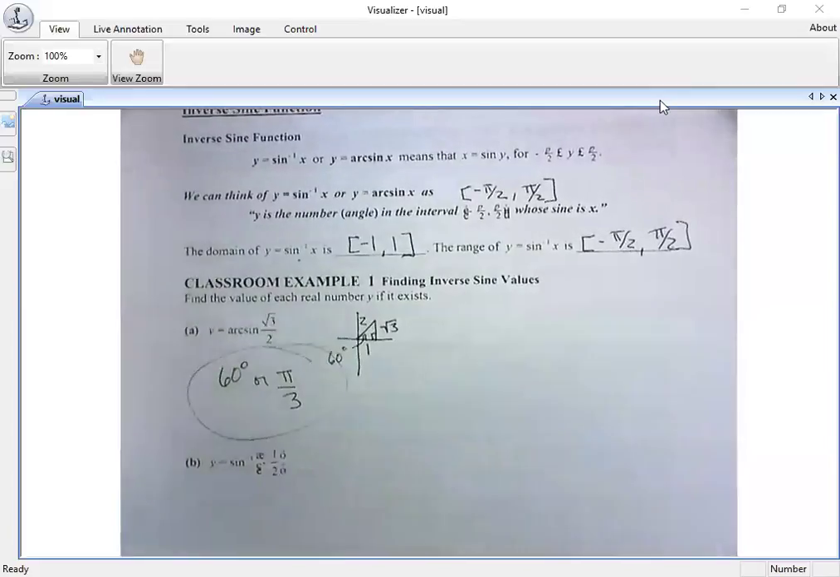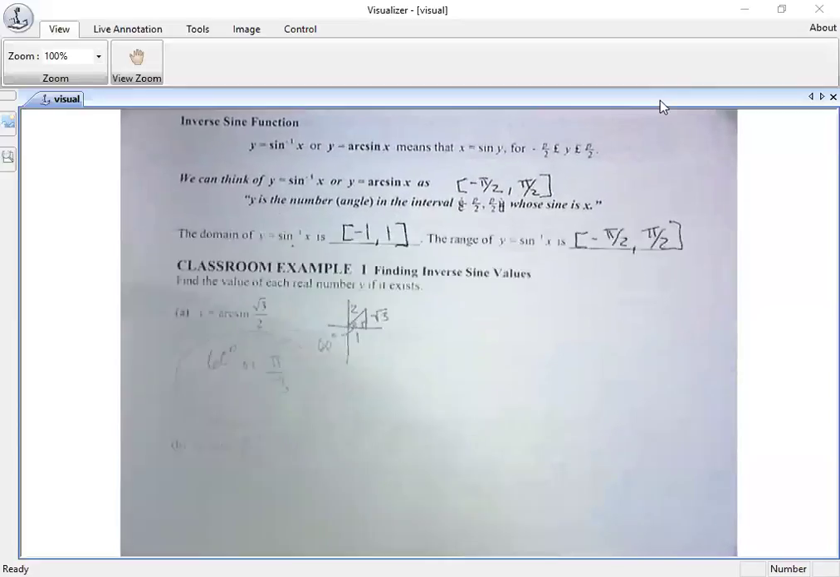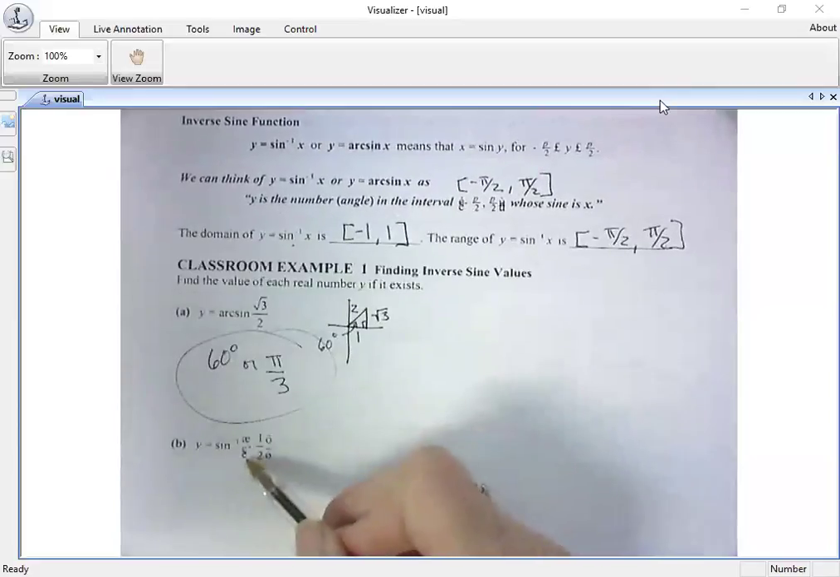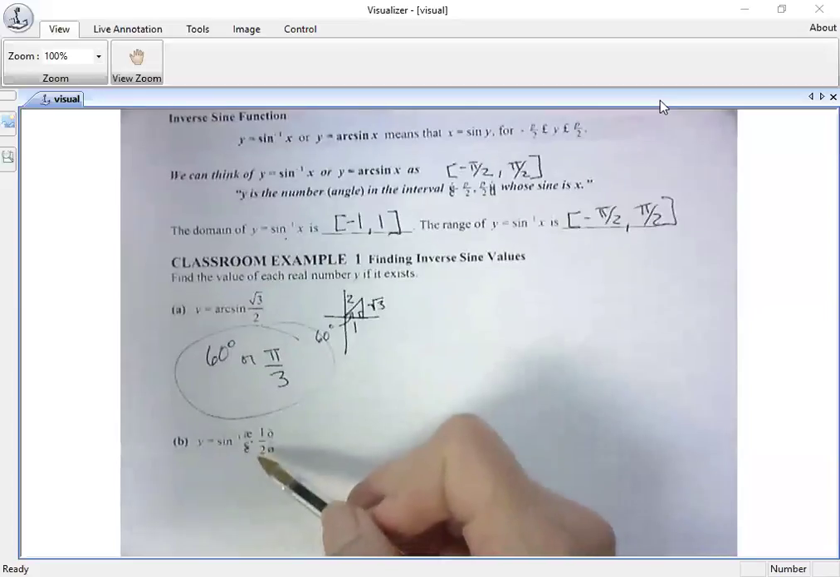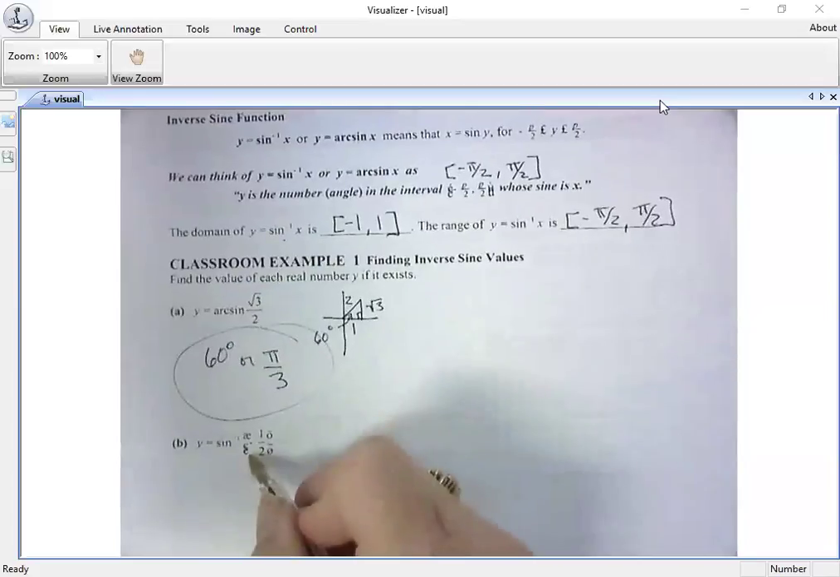Beg your pardon? Oh, I thought I had a question. Okay, now, this looks almost impossible to read. I do not know why it did this instead of this.